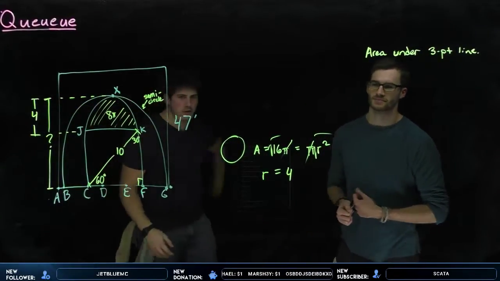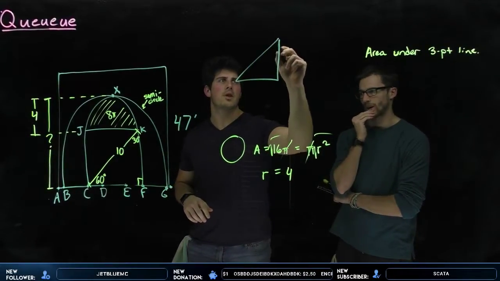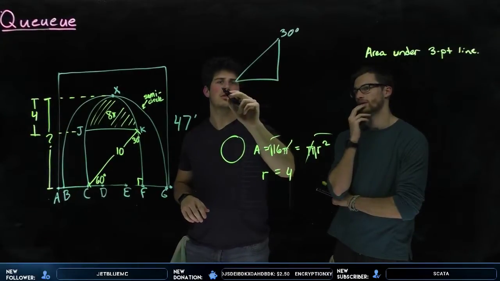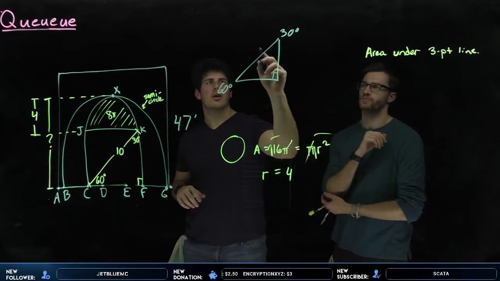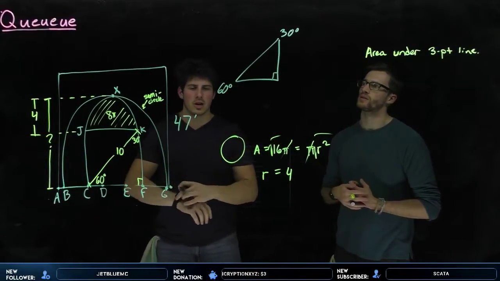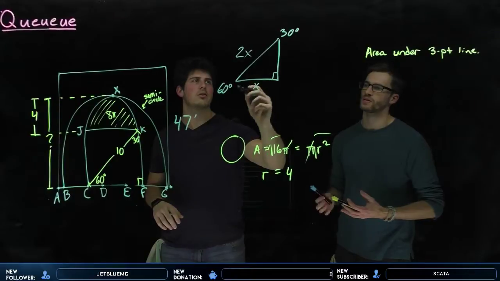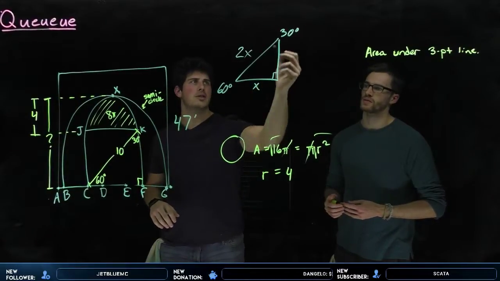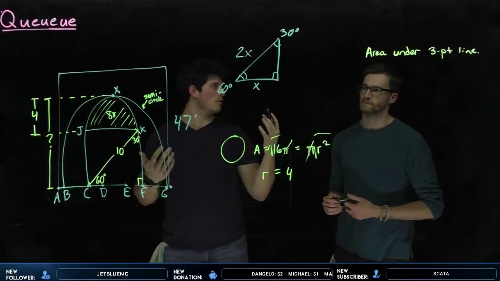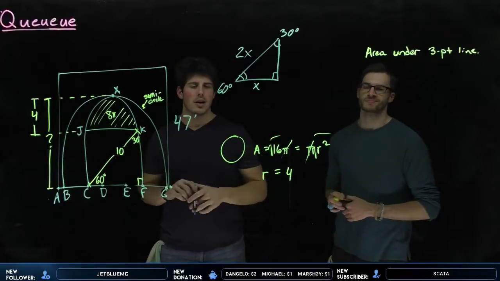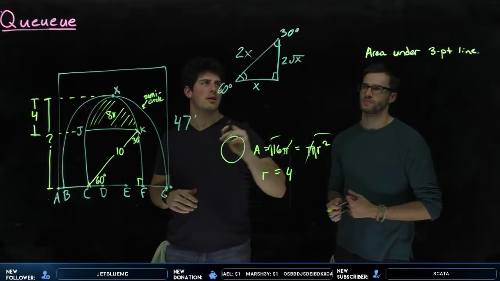Yeah, so we talked about special right triangles today. So we have a 30-60-90. 30 degrees, 60 degrees, 90. We have the basics of what this is going to look like. We're going to have this be x. We know that this is 2x, right? The hypotenuse is twice the length of the leg that is opposite the 30-degree angle. From there, you can use the Pythagorean theorem, and we get 2x.